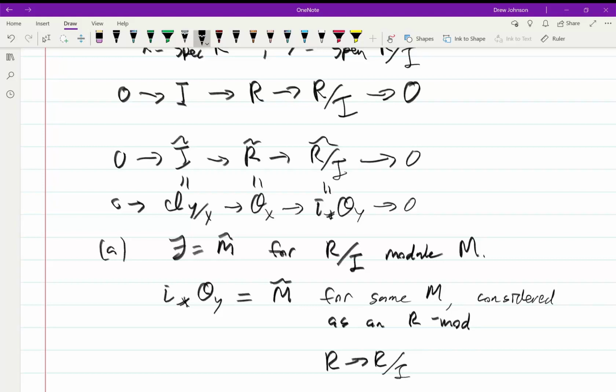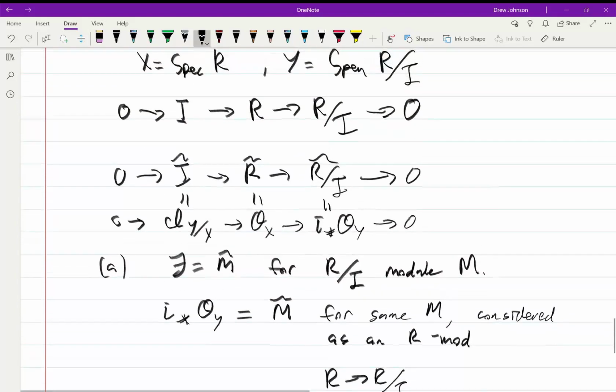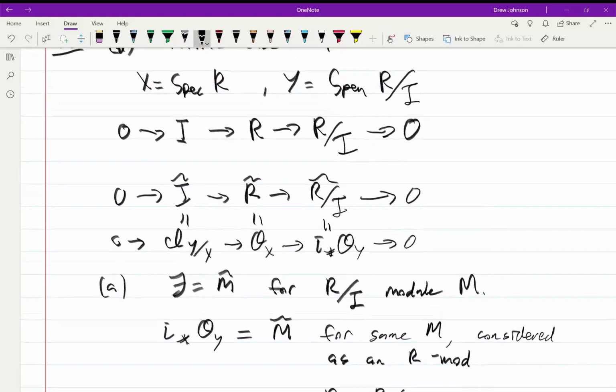Okay, so there's maybe a few details to worry about, but I think those are the important ideas. When you push forward a module, you're just extending the scalars like this, and the ideal sheaf is affine locally just the ideal. So remember, ideals are R modules, right? They're submodules of R. So yes, good.